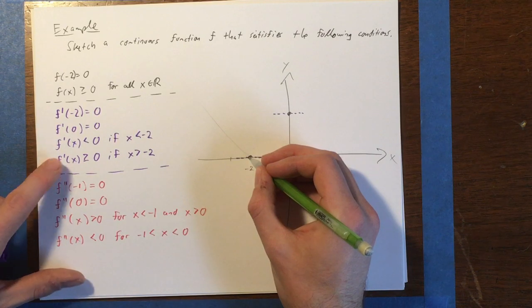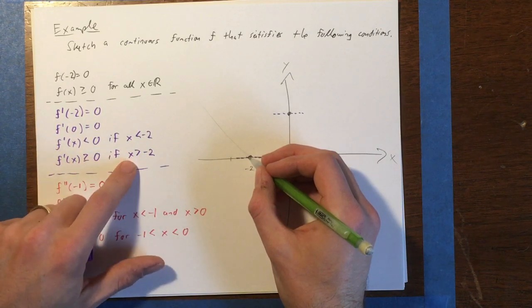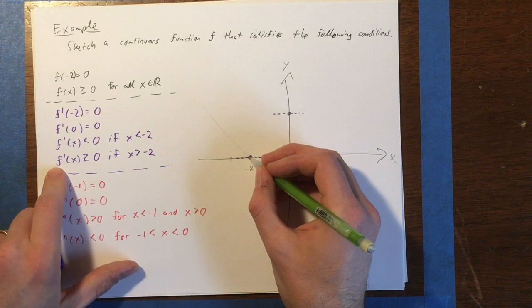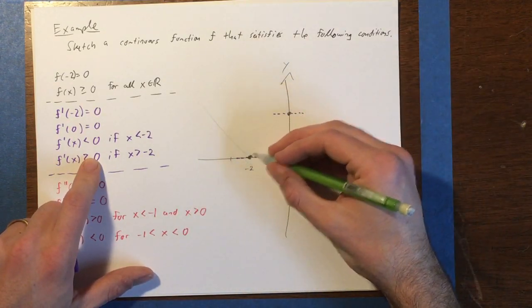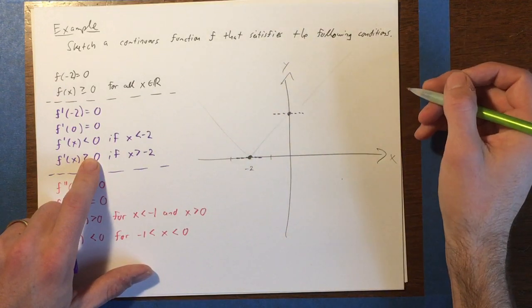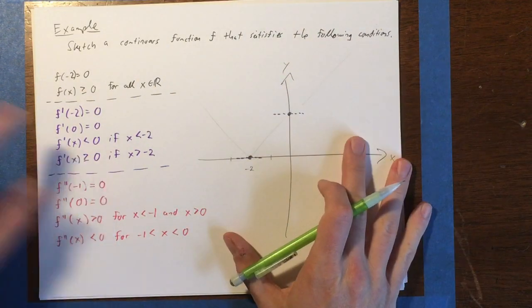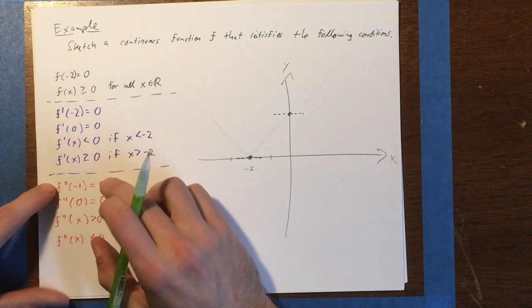And then the other thing it says is f prime is greater than or equal to 0 if x is greater than negative 2. That means it's going to be increasing or possibly flat for every point on this side. So roughly increasing and then increasing more, maybe? All right, something like that. Next, let's move on to the second derivative.